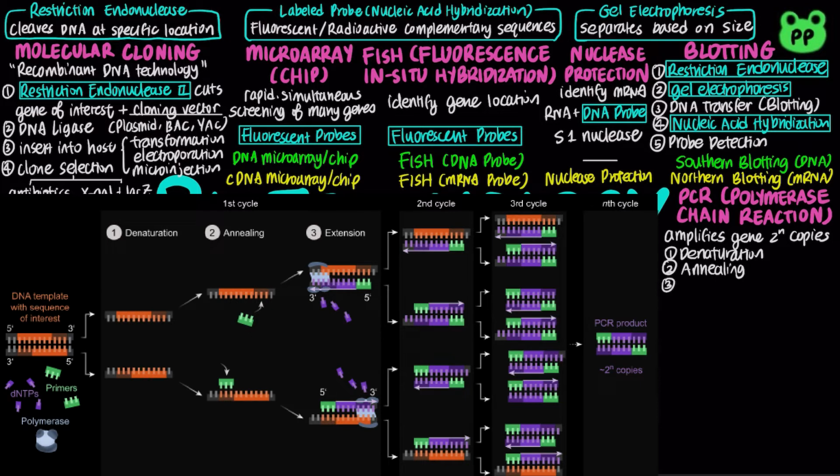During extension, thermostable DNA polymerases catalyze 5' to 3' DNA synthesis. After n rounds of PCR, 2 to the nth power of DNA copies are produced. Therefore, polymerase chain reaction requires DNA of interest, synthetic primers, deoxynucleoside triphosphates, abbreviated as dNTPs, and heat-stable DNA polymerase such as Taq polymerase. Reverse transcriptase PCR, abbreviated as RT-PCR, uses RNA as a template to synthesize DNA.